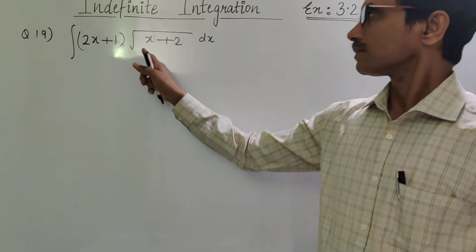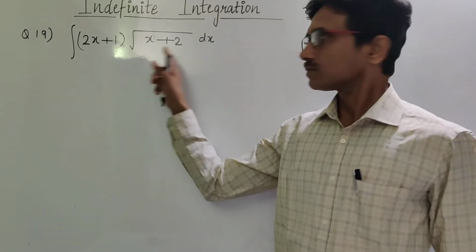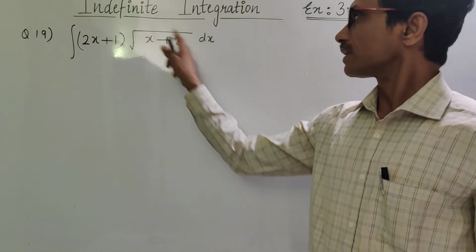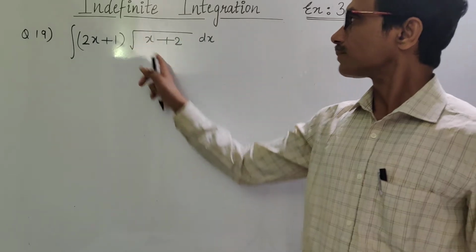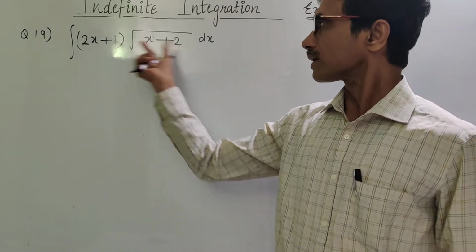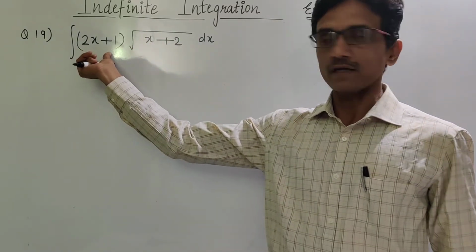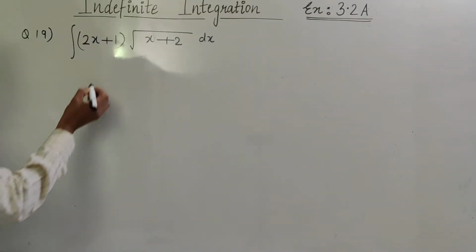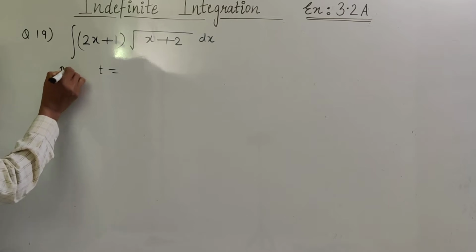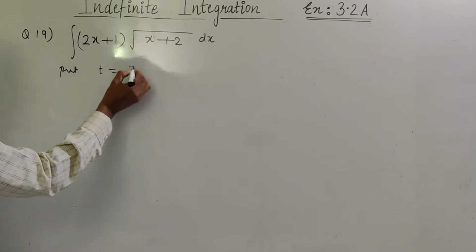2x plus 1 root of x plus 2 dx. ये रेडिकल साइन में है, x plus 2 raised to power 1/2. सो इसको आप सब्स्टिट्यूट करेंगे and will write this 2x plus 1 in terms of x plus 2. So how we can write it? We substitute t is equal to root x plus 2.